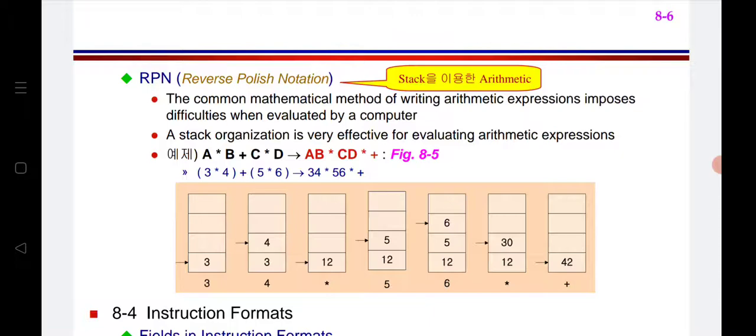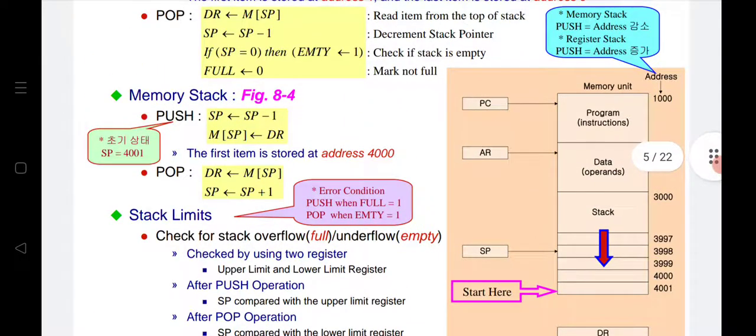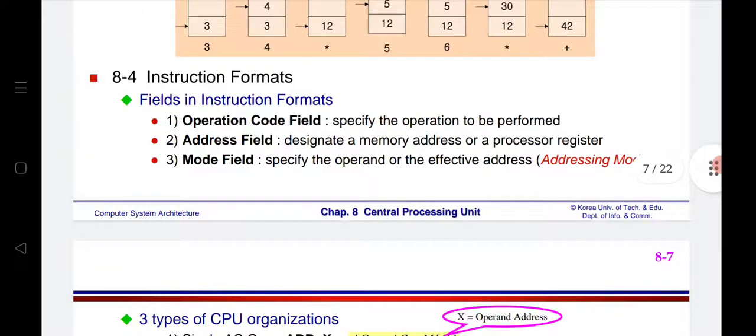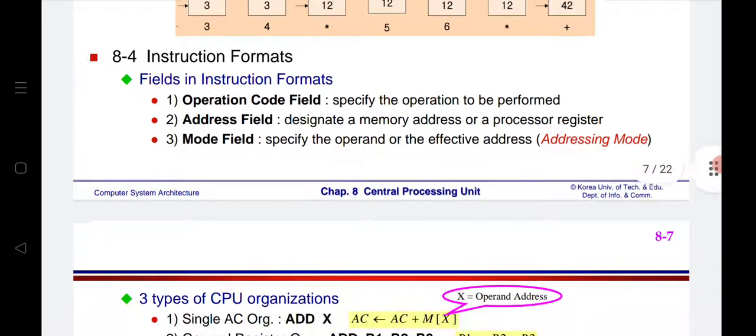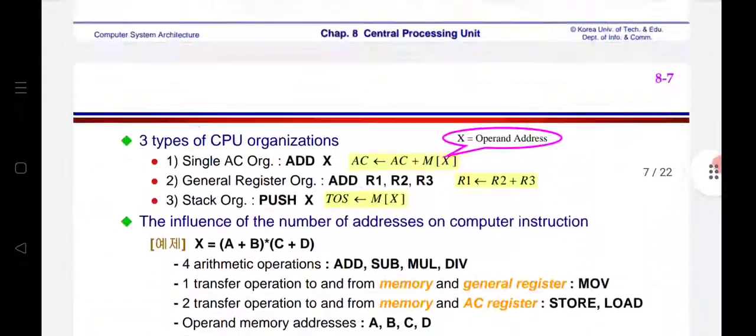So by this we are done with stack organization and register organization. In the next class we will see the instruction formats, addressing modes and instruction formats.